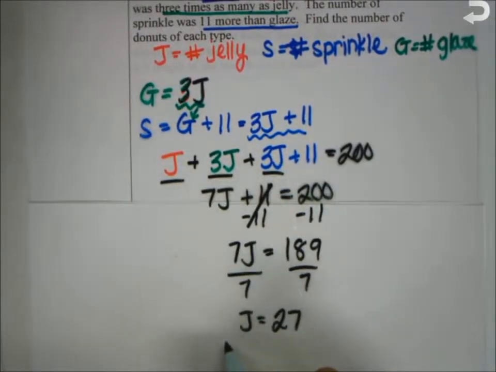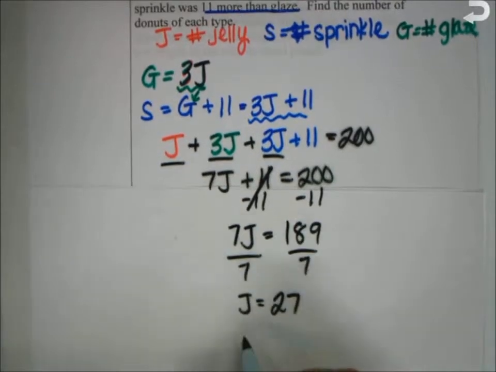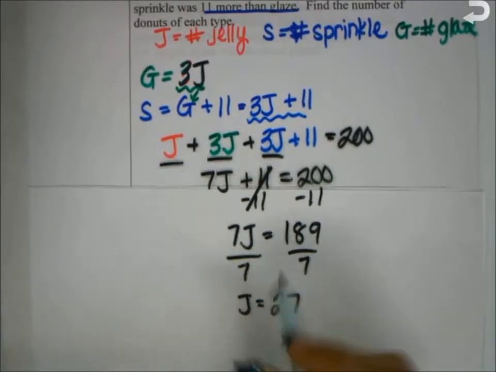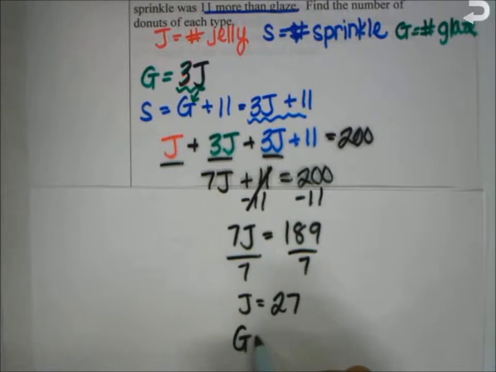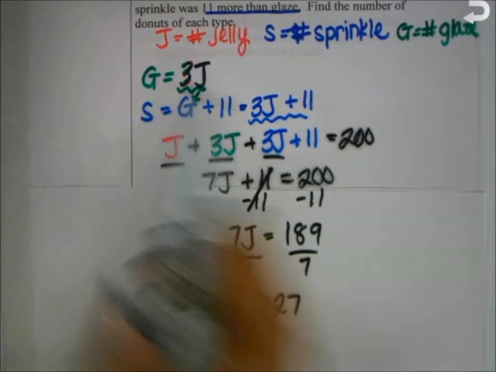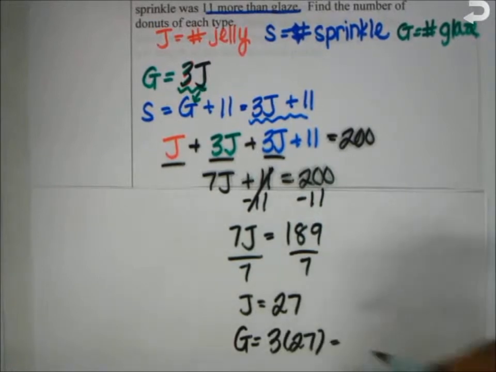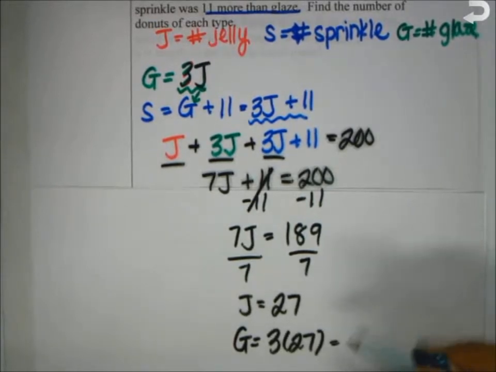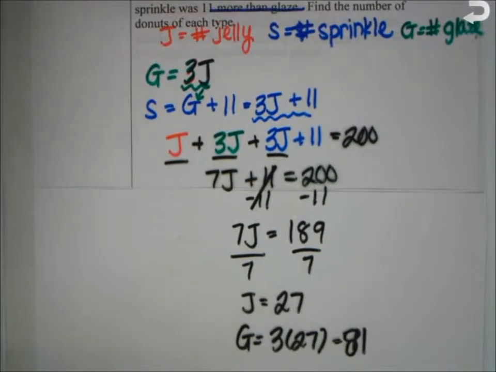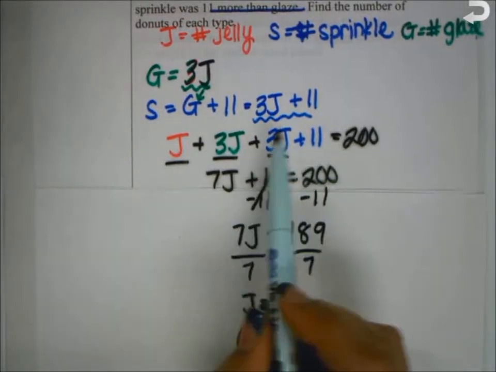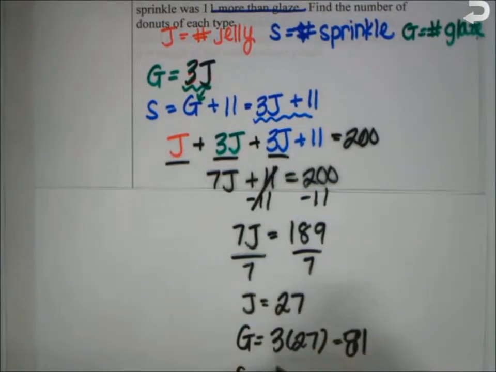G equals 3J, so G equals 3 times 27, which is 81. And S equals 3J plus 11. We know that 3J is 81, plus 11, so it's going to be 92. That's my answer.